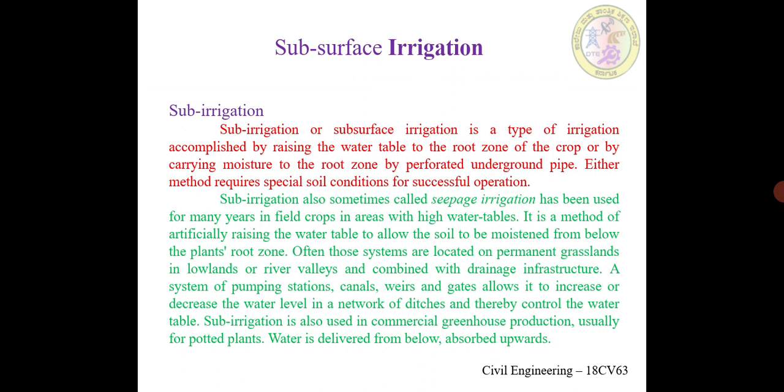Often those systems are located on permanent grasslands, in lowlands or river valleys and combined with drainage infrastructure. A system of pumping stations, canals, weirs and gates allows it to increase or decrease the water level in a network of ditches and thereby control the water table. Sub-irrigation is also used in commercial greenhouse production, usually for potted plants. Water is delivered from below and is absorbed upwards.